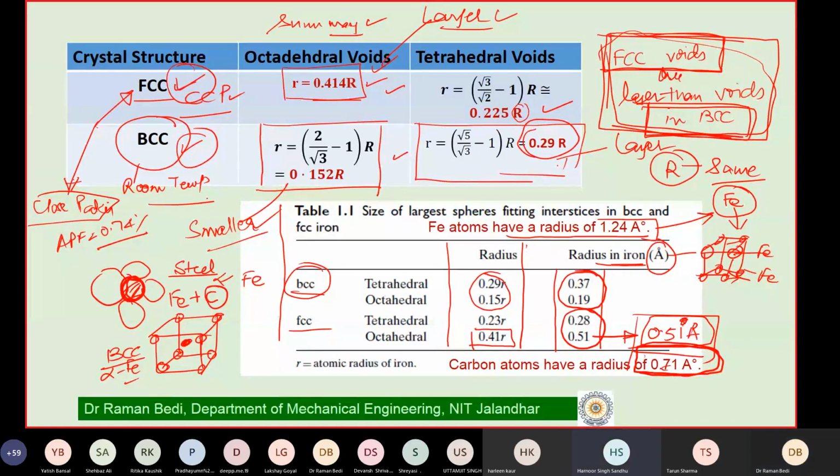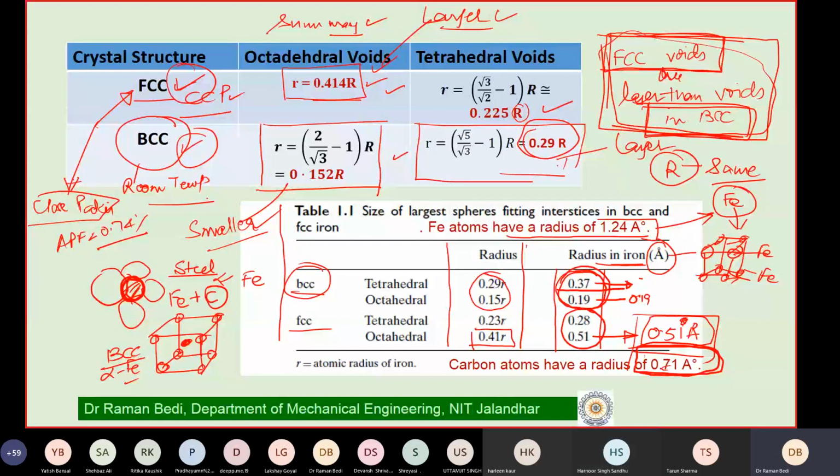So what is the largest interstitial site available to me in BCC? So 0.37. The size of that largest interstitial happens to be 0.37, which is your tetrahedral one, and the octahedral one is 0.19. So where will the carbon go? Sir, tetrahedral. It will try to go into that site which is larger, and try to fit into that. Is it right? Yes, sir.